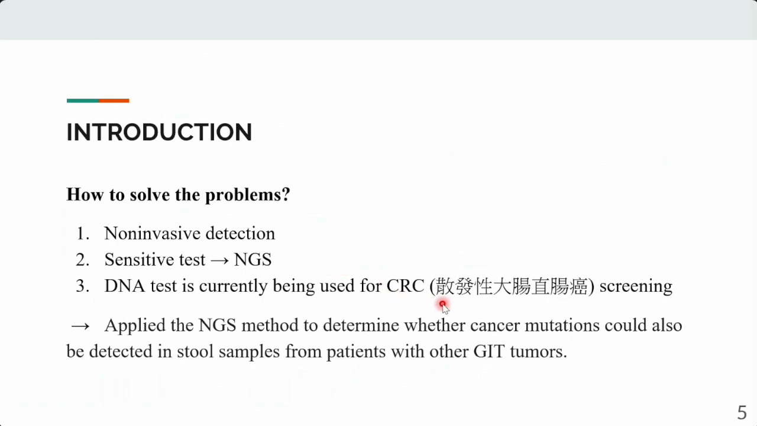Third, there has been a previous example in which NGS was successfully applied to investigate mutations in stool DNA obtained from patients with sporadic colorectal cancer. Based on the above, the researchers applied the NGS method to determine whether cancer mutations could also be detected in stool samples from patients with other GIT tumors.